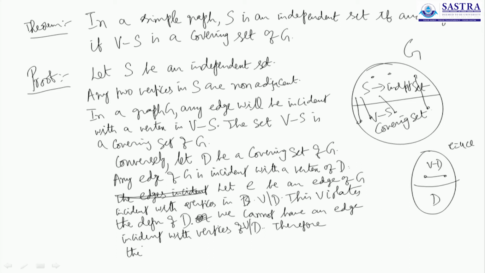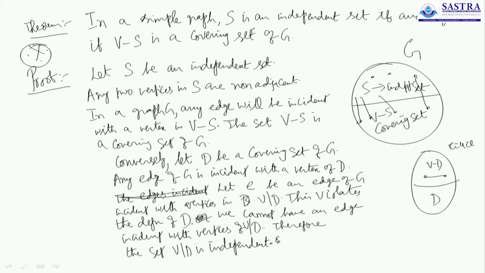Therefore the set V minus D is independent. So the problem of finding an independent set is the same as finding the minimum covering, which is going to be the complement of the set. So this theorem is important only because of it. What is the importance of this?